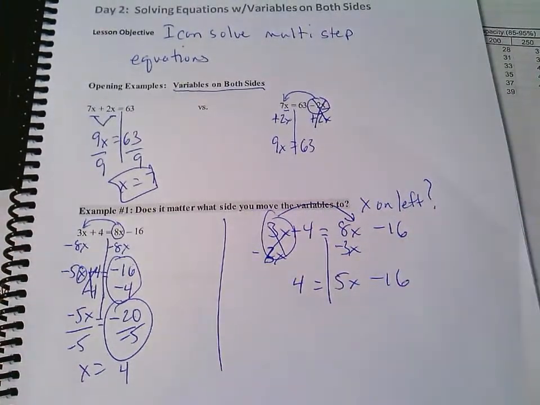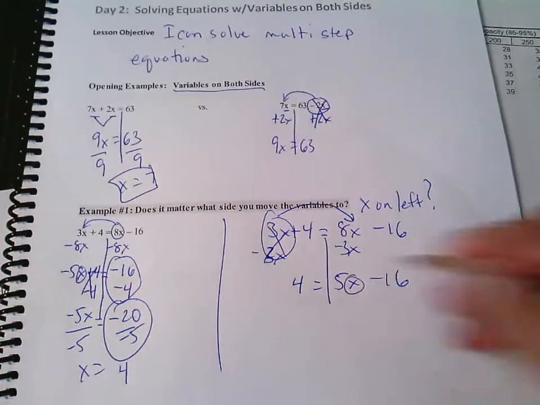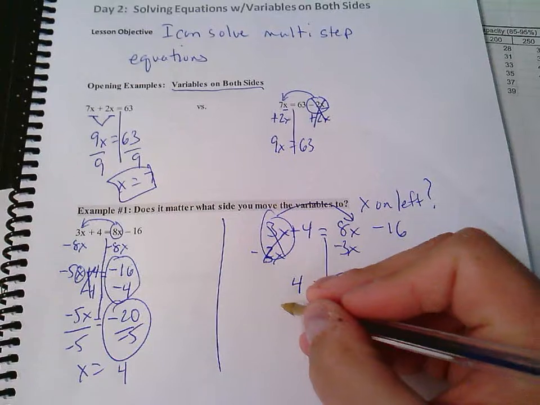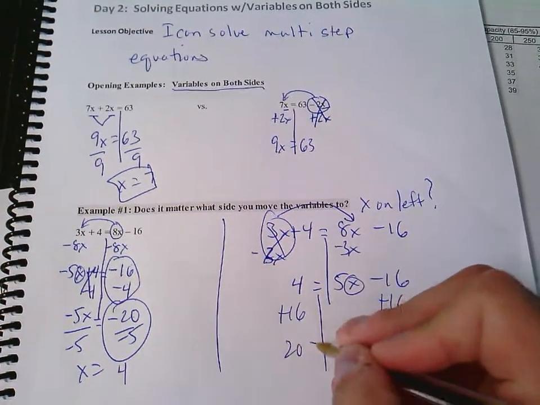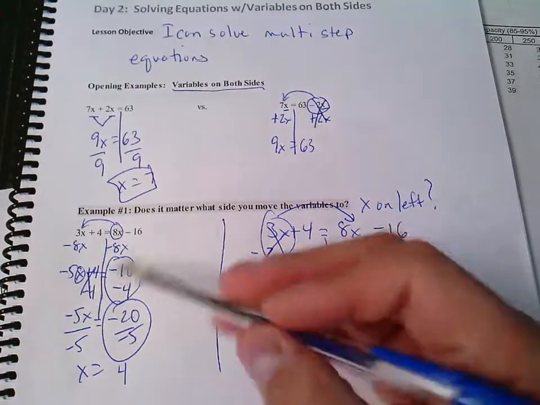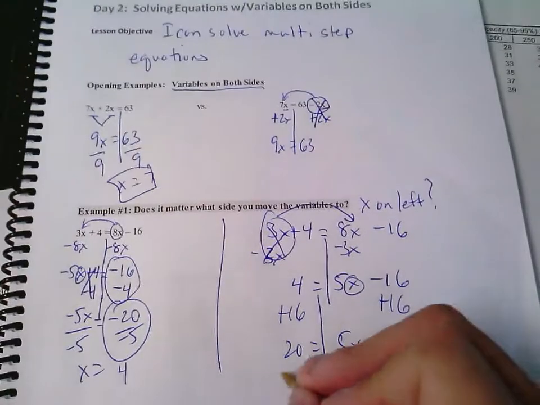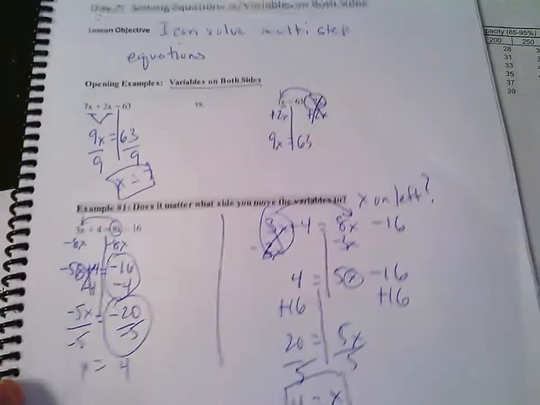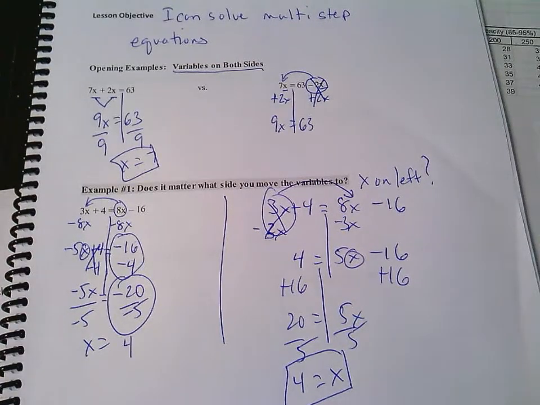All right. So now we're going to solve for x here. Okay. So I'm going to add 16 to both sides. I get 20. Oh, look, no negatives. All right. So if you look over here on the left, look at all the negatives we ended up with here. All right. So I divide by 5, and I do get the same answer, which means it doesn't matter which side.